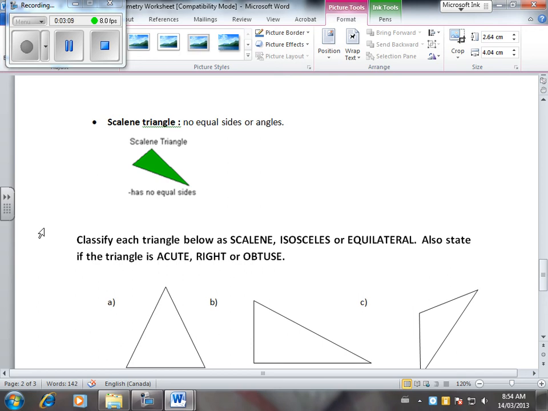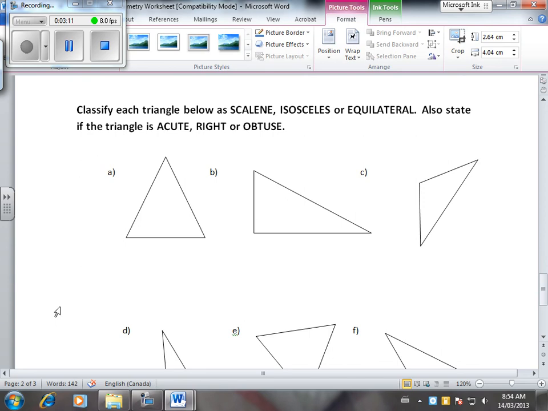So go through this worksheet, make sure you're very, very, very comfortable with triangles, and then go watch the video with the notes, okay?